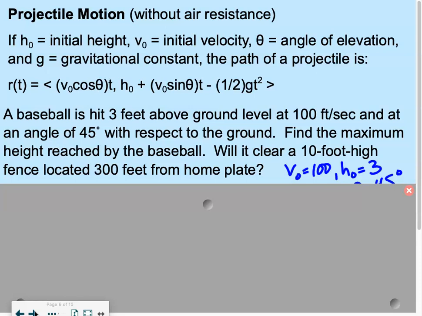That's your x component. Those parentheses, I put them so you didn't think it was cosine of theta t. And then your y component is the initial height plus v sub 0 sine theta times t minus 1/2 gt squared. So all of that gives you your position vector for projectile motion.